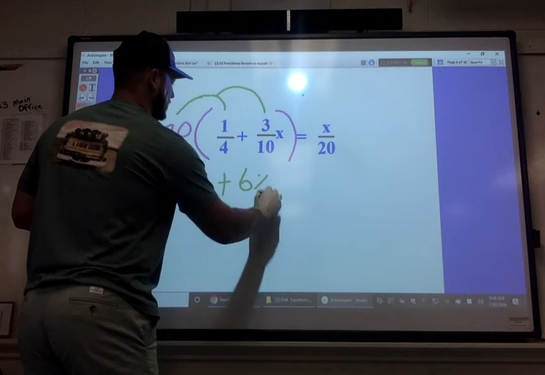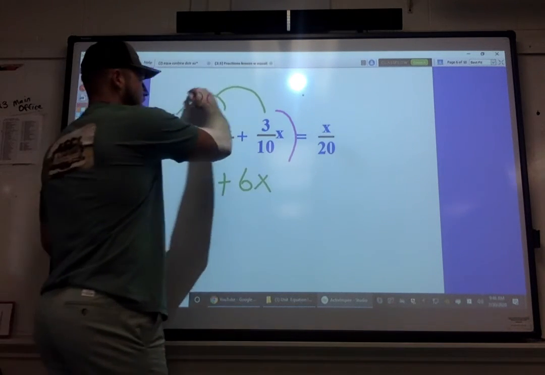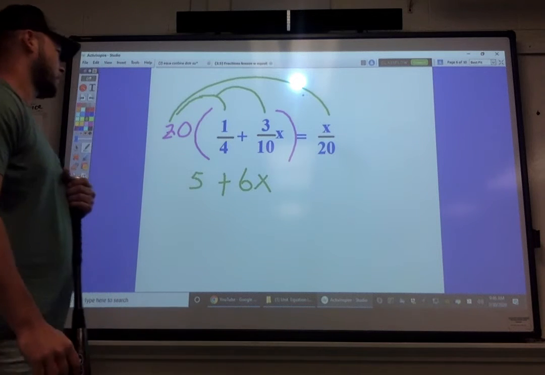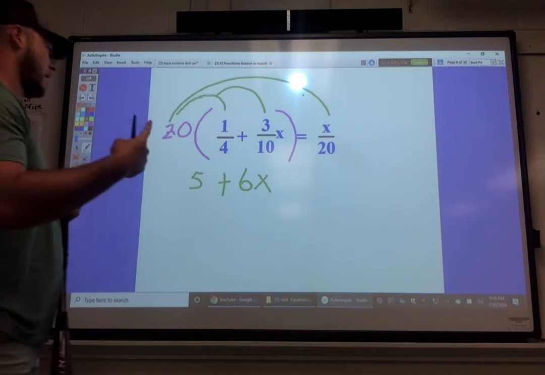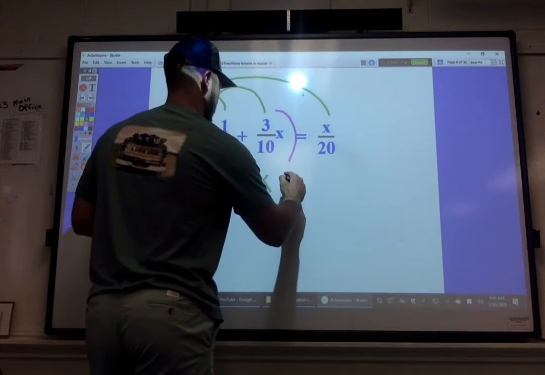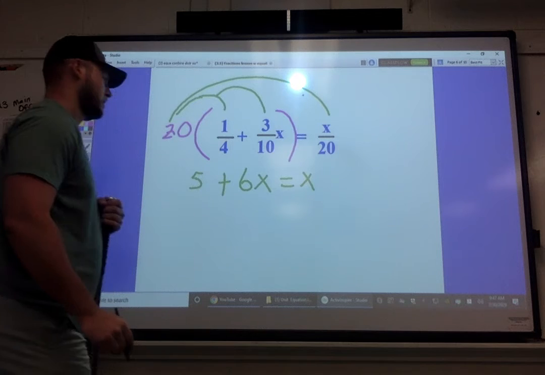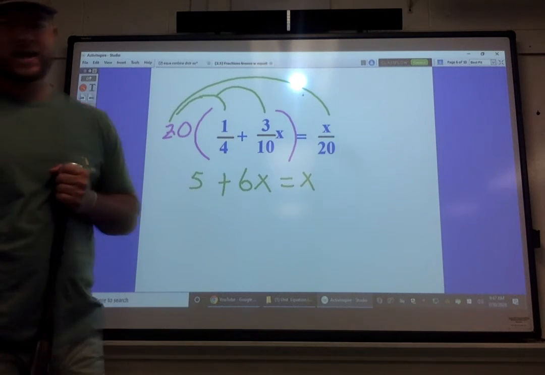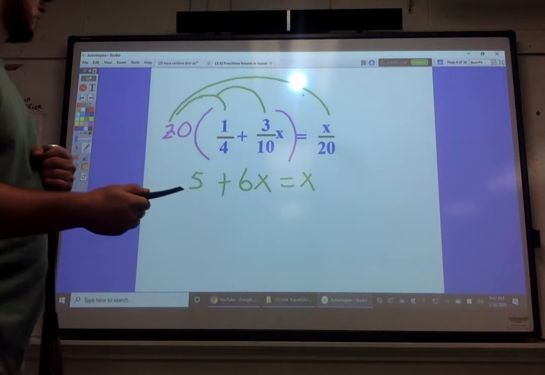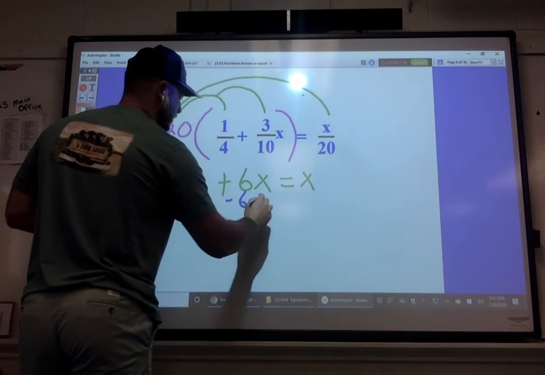So I'm left with my 6x, right? Yep, and then 20 times my x over 20. Well, that just gives me my 1x. Right? So now it looks a little wonky. What do we got to do? What has to be on the same side? Hopefully you're already kind of working ahead. Let's get our x's on the same side.